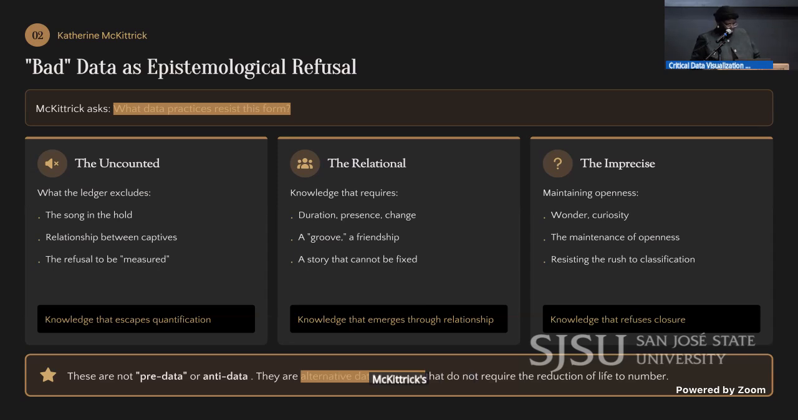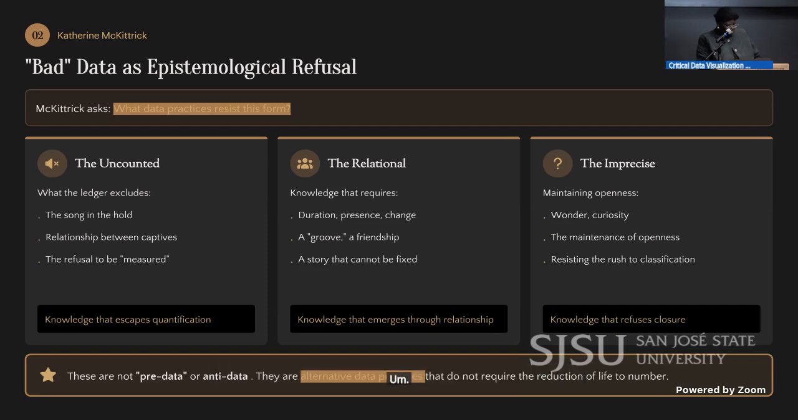McKittrick's intervention is to refuse the frame. She does not ask, was the data accurate? She asks, what does it mean that accurate data can render murder as a question of calculation? This is not bad data. It is exemplary data, actually: precise, well-documented, legally admissible, replicable. The violence is in the form of knowledge itself, which can render murder as a question of calculation. Good data, precise, documented, legally sound, replicable, hides suffering, agency, resistance, the act of murder itself.